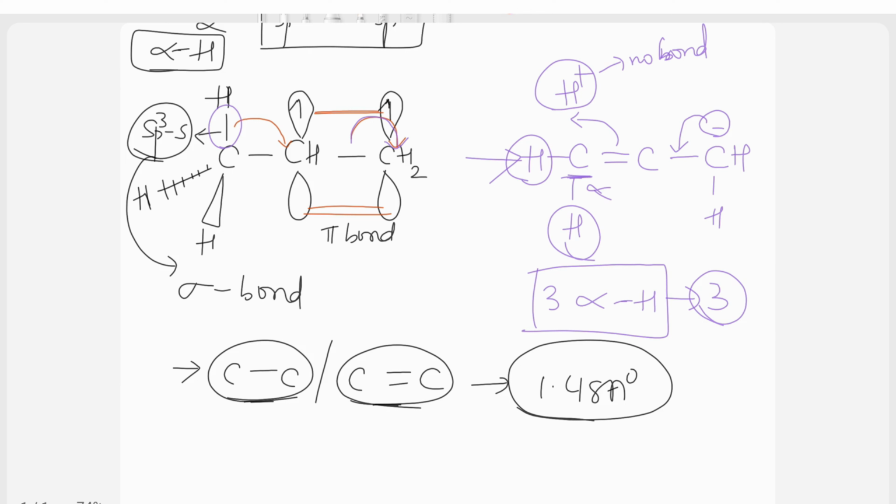Let us see the applications of hyperconjugation, which is the most important part of this concept.